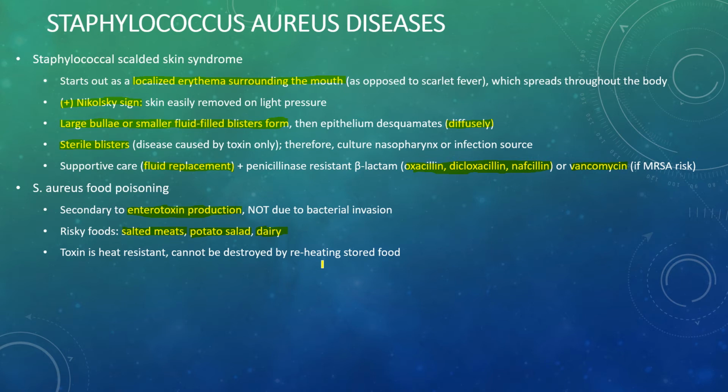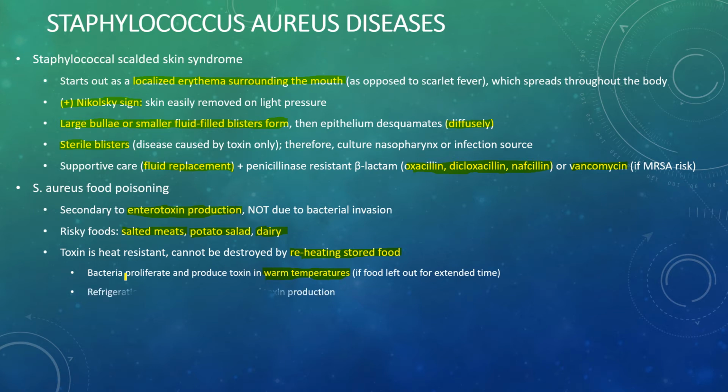So the important thing is that this toxin is heat resistant. It cannot be destroyed by reheating food. So we talked about that. Cooking the food is not going to actually kill the toxin. But what can help prevent the toxin from getting worse is refrigeration, because that will slow the toxin production and slow down bacterial growth. So the bacteria proliferate and produce toxin in warm temperatures, like room temperature. So if the food is left out, bacteria can proliferate. But if you refrigerate it, this can prevent that from happening.